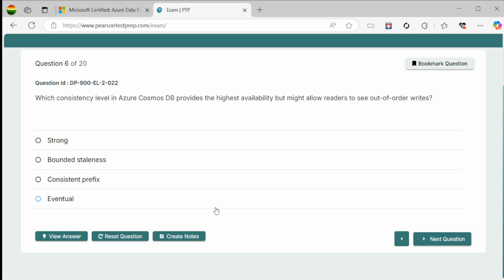Which consistency level in Cosmos DB provides the highest availability but might allow readers to see out of order writes? Strong, bounded staleness, consistent prefix, or eventual? Which consistency level? So you want to know the consistency levels in Azure Cosmos DB. Which one is the highest availability but might result in out of order writes? The answer is eventual.